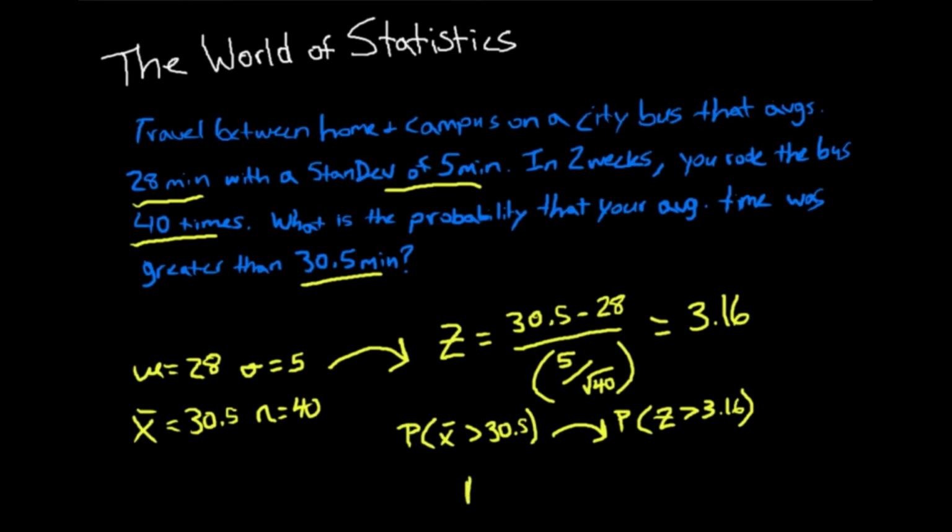So it's going to be 1 minus 0.9990, which equals 0.0010. So there's really a 0.10% chance that our bus rides actually averaged 30.5 minutes or more the 40 times that we rode the bus. So those were just two quick examples of using the central limit theorem.